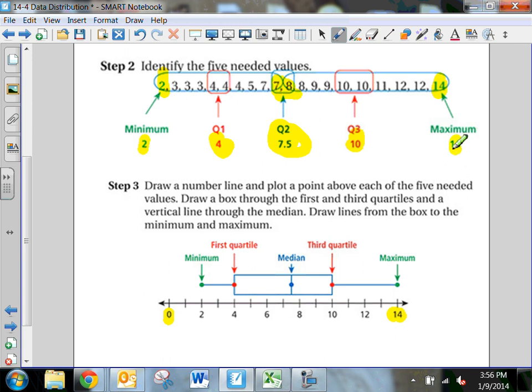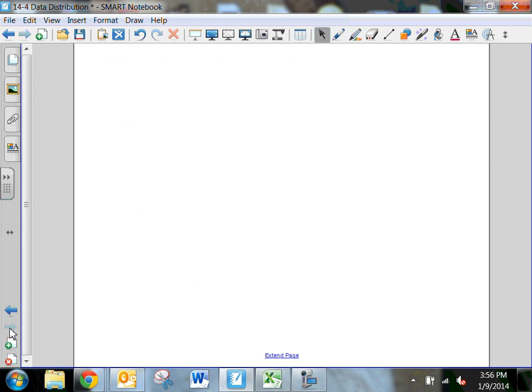Okay, so we plot dots for the last values at 2 and at 14, and then we put boxes. Okay, we put a box, or we put numbers on 4, 7.5, and 10, and then we connect those, the first quartile and the third quartile, through the median with a box. Okay, so that's a good example of a box and whisker plot, and that's what we'll go over more in class tomorrow. Okay, so make sure you bring your notes. I'm going to check them in class for you tomorrow.